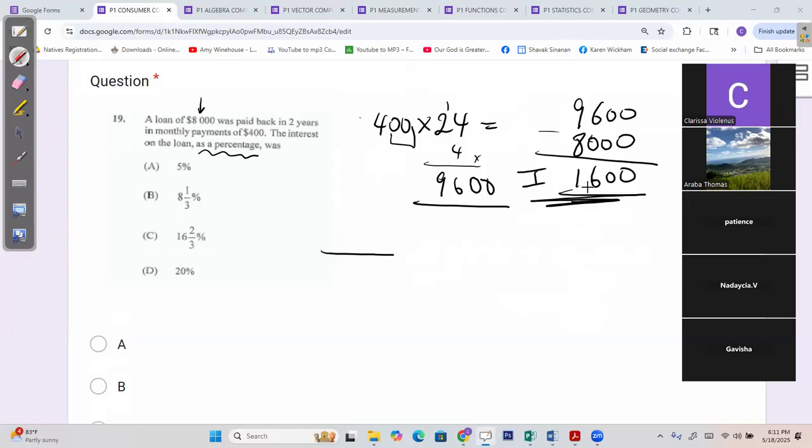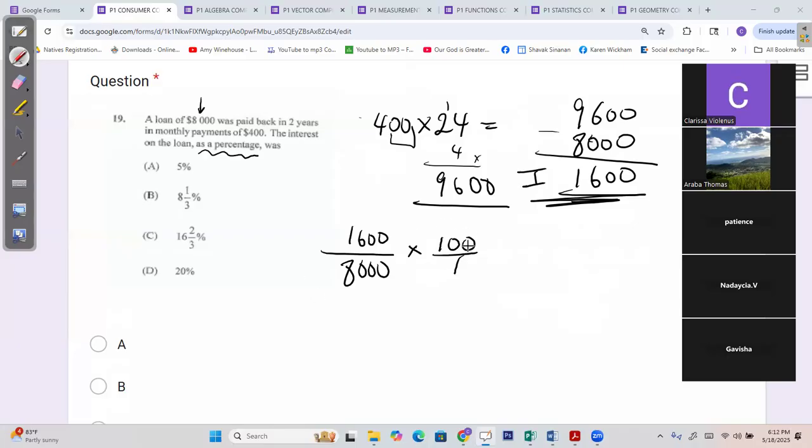You take the interest because that's what they ask for. So if it was a loss, you're going to put a loss over the original price. If they say express the profit as a percent, it's the profit over the original price. So in this case, it would be the 1,600 over the 8,000 times, anything you want to change to a percent, you multiply it by 100 over 1.